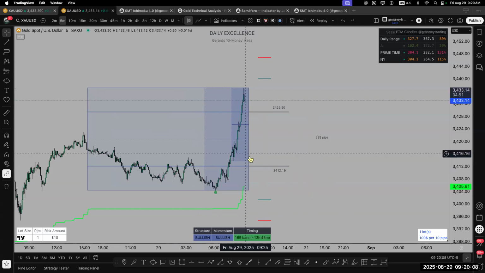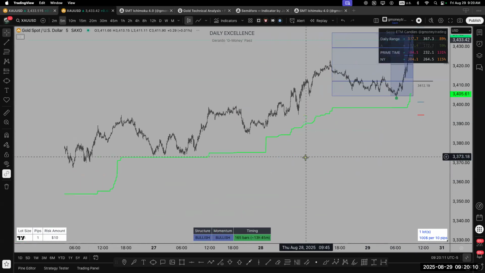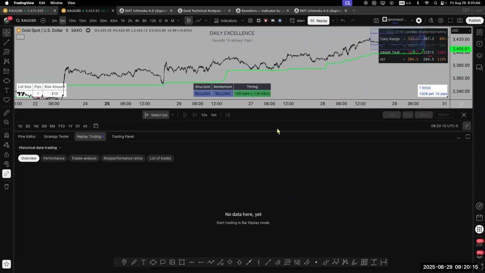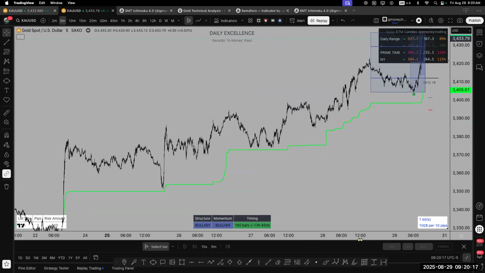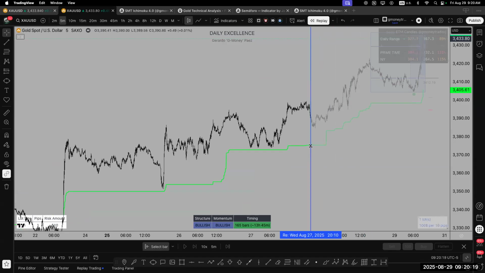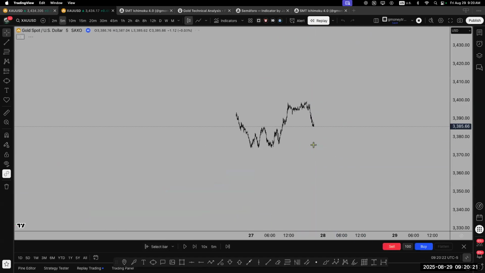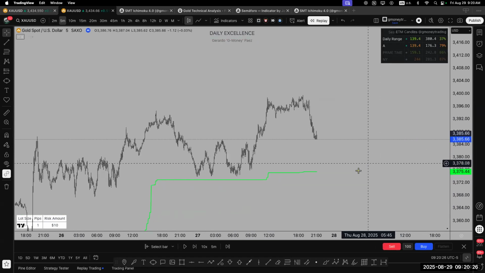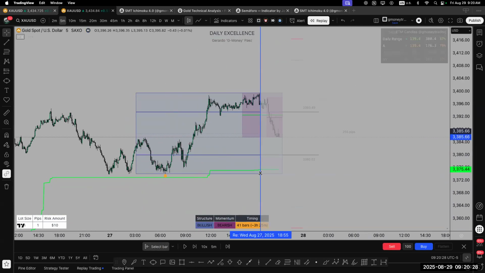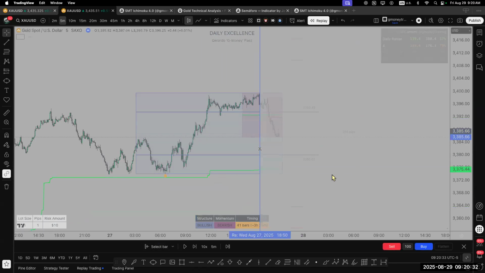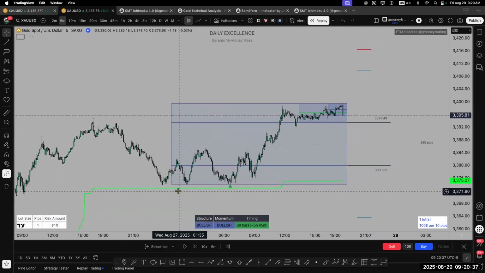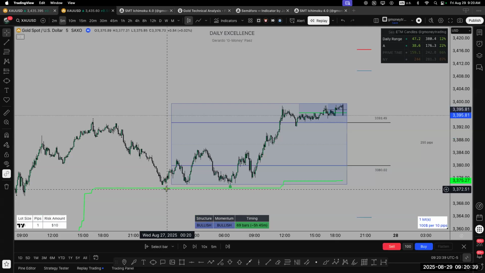Let me find you guys the setup where it worked beautifully, like it worked to the T. I didn't take the trade, but I was so happy that happened because it just gives me more confirmation to really analyze this. All right, so check this out here. And I'm going to explain to you guys how to use this green line.